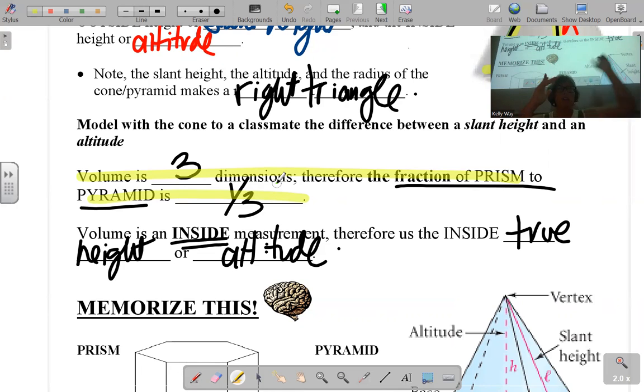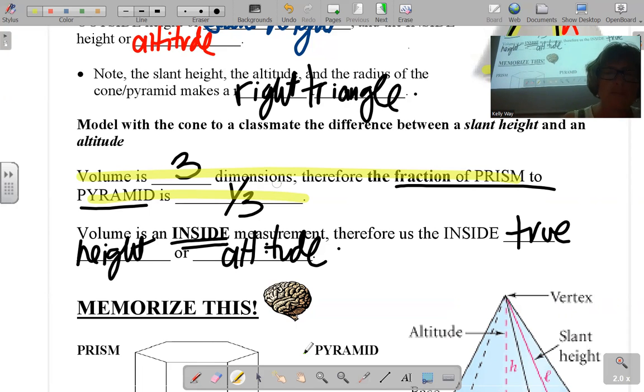This is how much. Watch, I'm saying this exact phrase. You're going to say it with me in just a moment. Volume is 3 dimensions. Therefore, the fraction from a prism to a pyramid is 1/3. You're doing it with me. Ready? Say, do. Volume is 3 dimensions. Therefore, the fraction from a prism to a pyramid is 1/3.